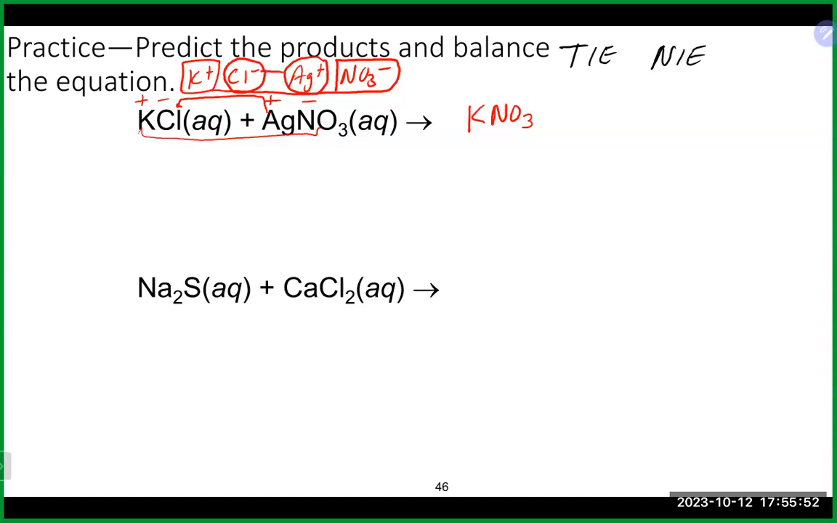And once again, here we're taking something that is plus one and minus one and putting it together to get our correct formula. Once again, we're not going to worry about the balancing aspect of it before we do anything else. We want to make sure that we have the correct formulas down. Now that we do, we want to double check that it is balanced, and it happens to actually be balanced. I think in this case, we got one potassium on each side, one nitrate on each side, and one silver on each side. So it is balanced.